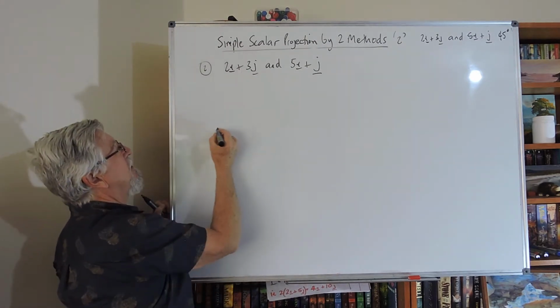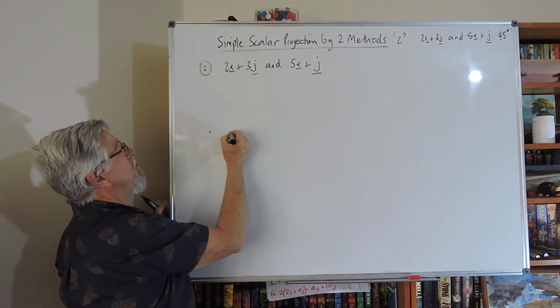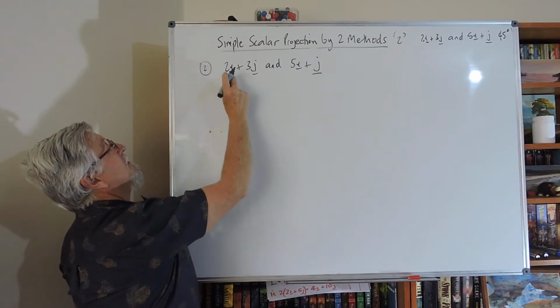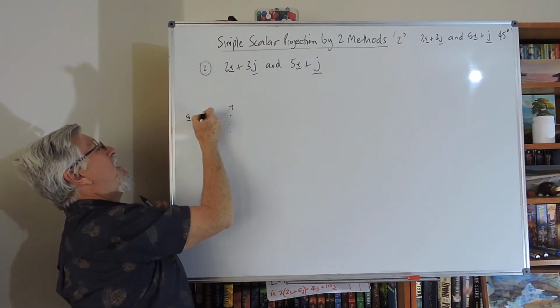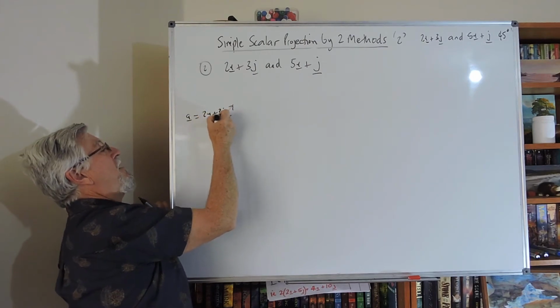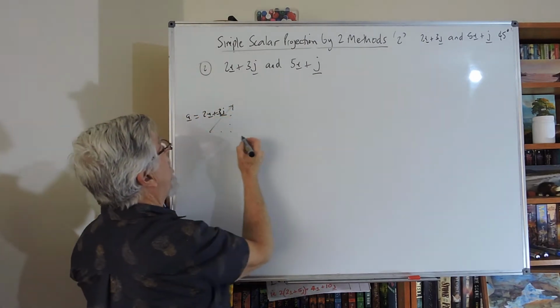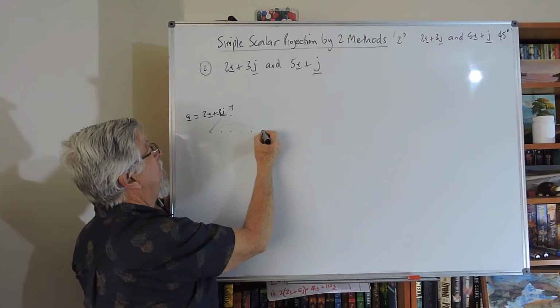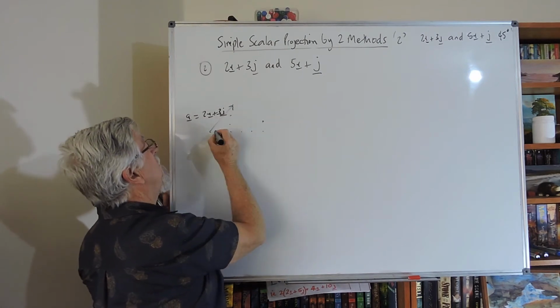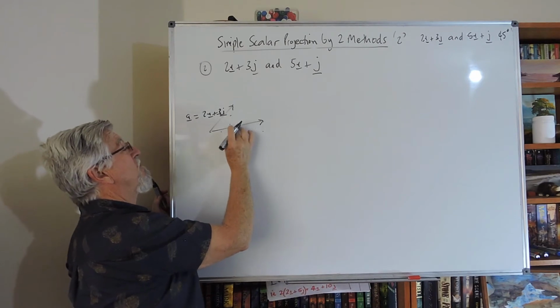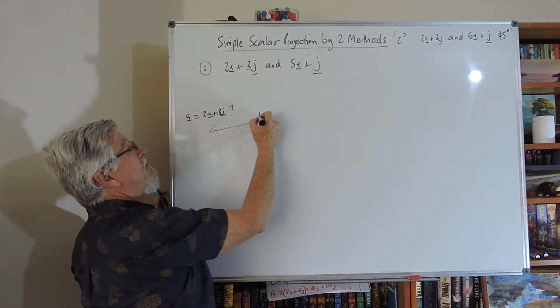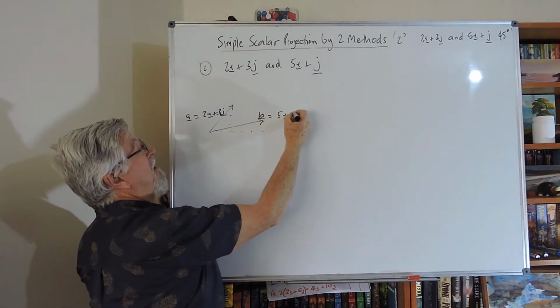I like to look at it and I go, if I start here, I go across 2 and I go up 3. So that's your across, that's your up. We've got this vector here. I'm going to call it A, which is 2i plus 3j. The other one is across 5, 1, 2, 3, 4, 5, and up 1. Rough diagram across to there. That's called vector B. Oops, let's move it out the way. This is vector B, which is 5i plus j.